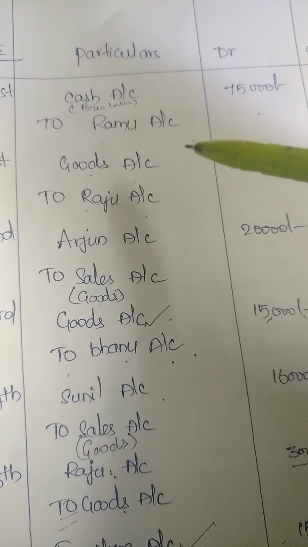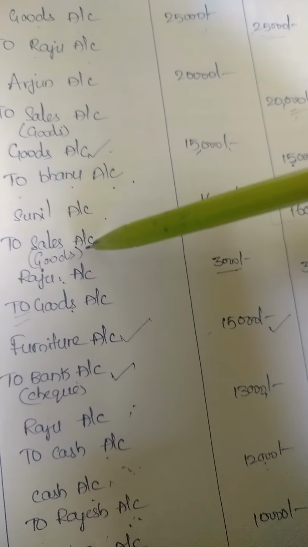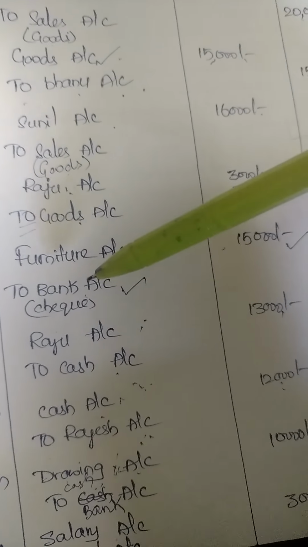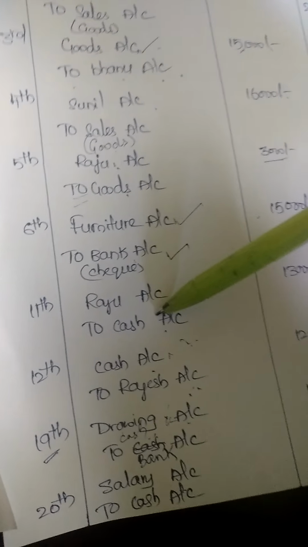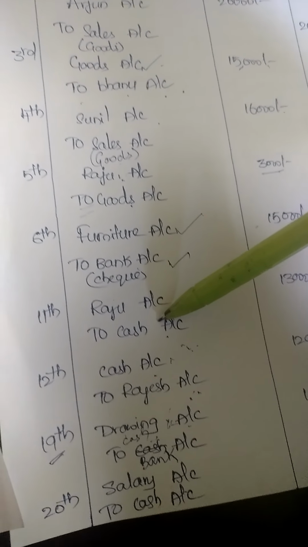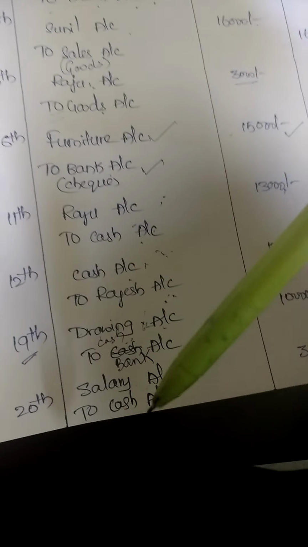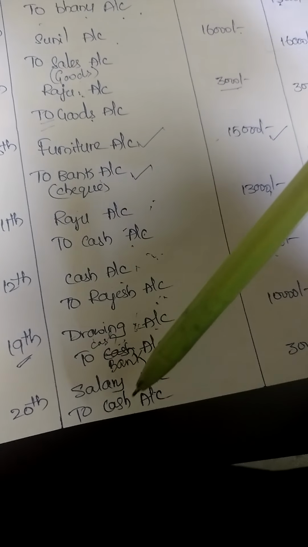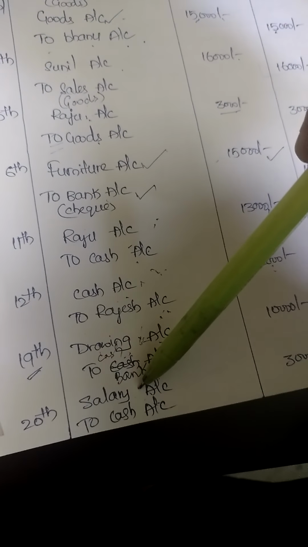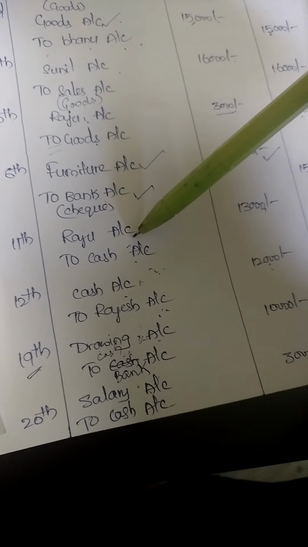Any transactions we have by using "to cash": to Ramu, to Raju, to sales, to Banu, to sales, to goods, to bank, to cash. We have one transaction on 11th July, that is to cash account. Next is on 20th July, that is to cash, that is salary account. So we have two transactions with to cash.